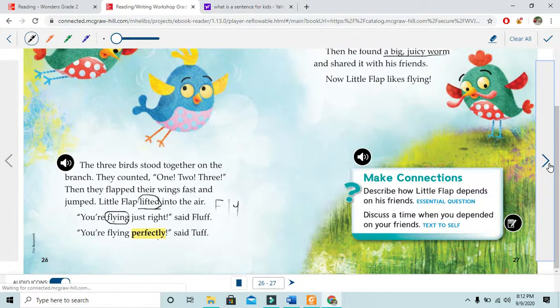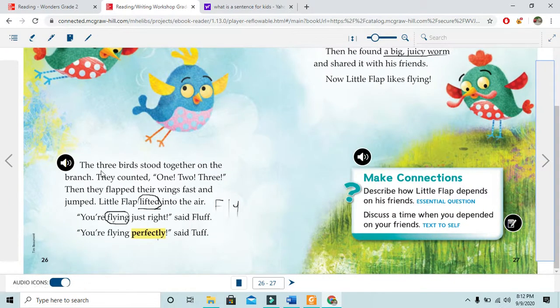Let's complete. On page 26, the three birds stood together on the branch. They counted 1, 2, 3. Then they flapped their wings fast and jumped. Little Flap lifted into the air. Lifted, this means to fly.